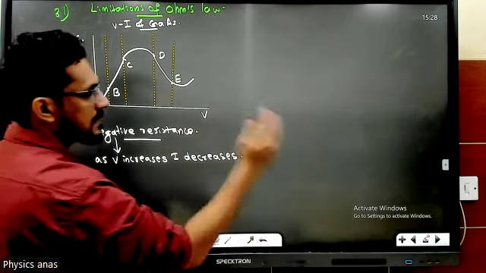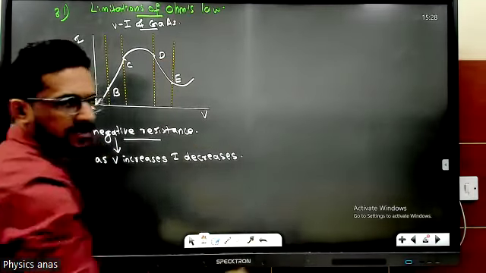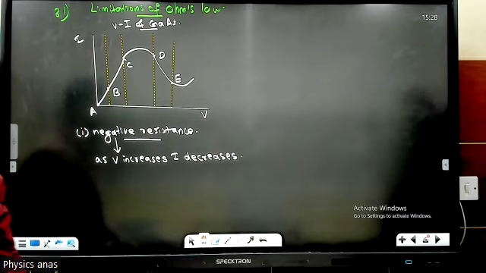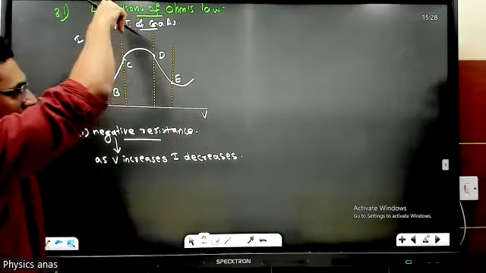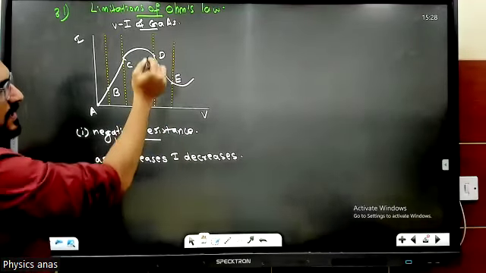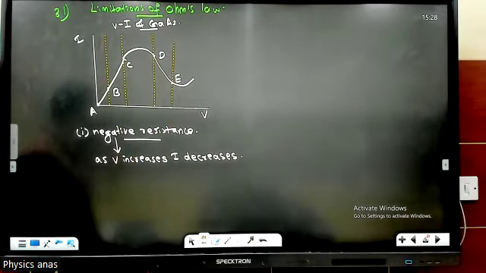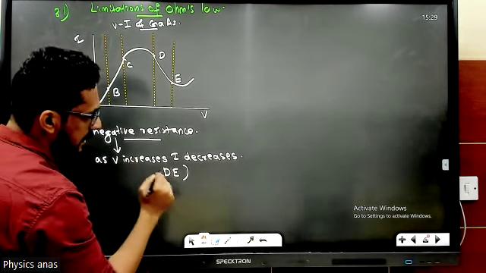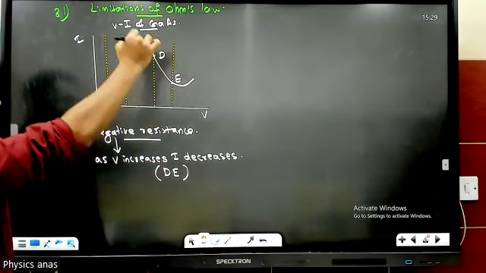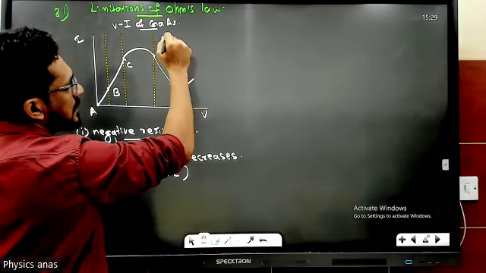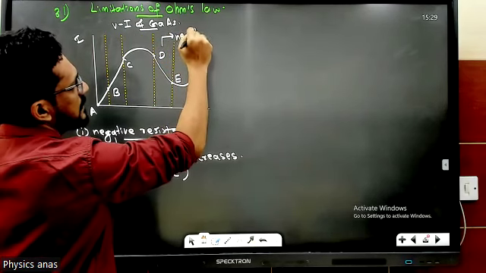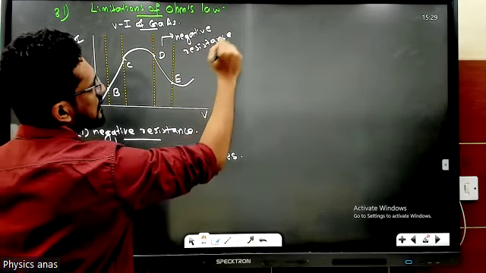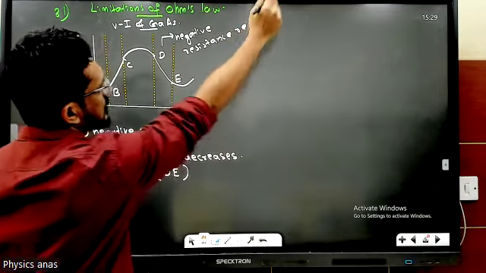As voltage increases, current decreases. What is that region? That region is DE. So voltage increases, current decreases. That region is DE. So this DE is the negative resistance region.